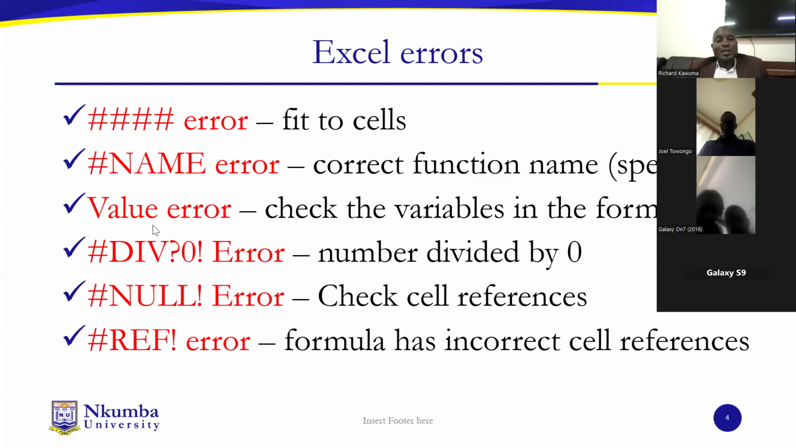Okay. We have the value error. It means check the variables in the formula. We shall see that. Then divide by 0. It means you are dividing a number by 0. For example, you may want to say 4 divided by 10, but you end up typing 4 divided by 0. So it means go back and correct it. Then the NUM error, check the references. Sometimes you may refer to a cell which doesn't exist.